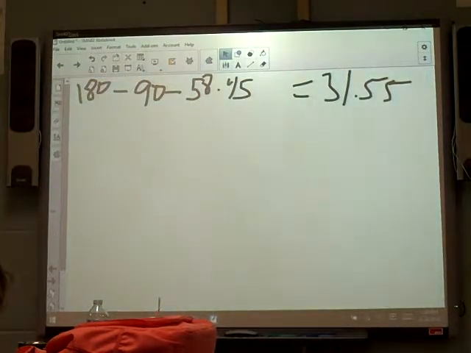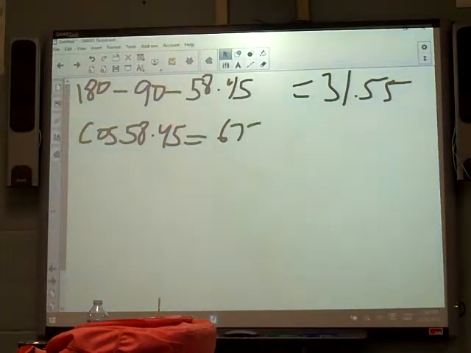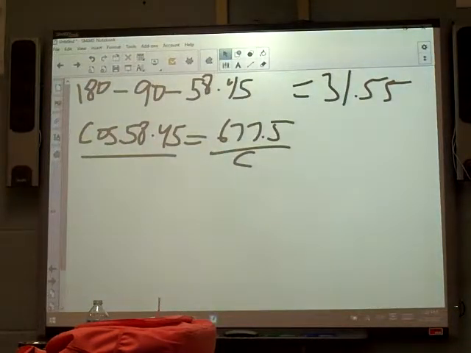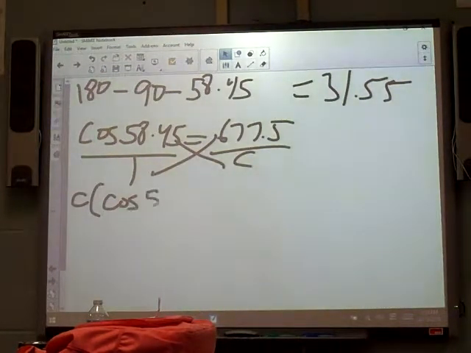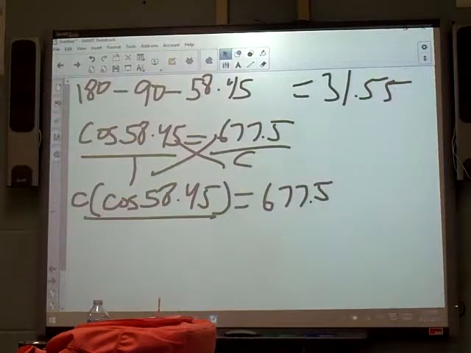Alright, so if you want to find, they gave you side A, so they gave you the adjacent one this time. So let's find side C first, the hypotenuse. Adjacent and hypotenuse is cosine, so I got the cosine of 58.45 is equal to adjacent over hypotenuse. Now I like the way this one sets up better. No, it sets up the same. There's one later that sets up better. C times the cosine of 58.45 is equal to 677.5. So you're going to divide by the cosine of 58.45.